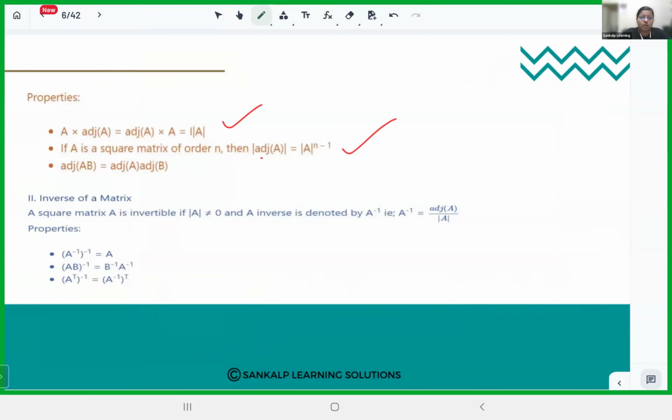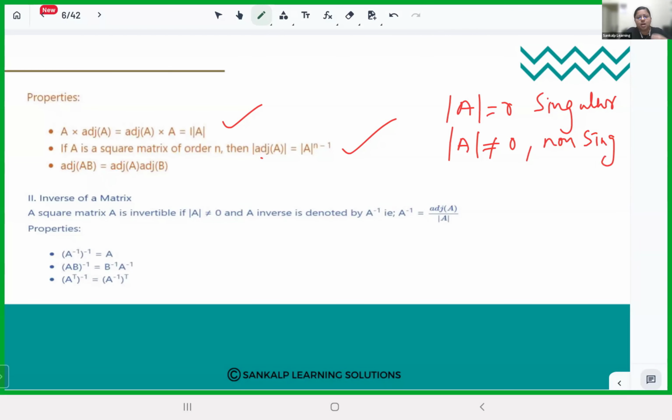Now, what do you mean by the inverse of a matrix? How do you find out the inverse of a matrix? If you are given a square matrix A and you have to find out the inverse of that matrix, the condition is that the determinant of A should be not equal to 0. There is a concept called singular matrix and non-singular matrix, right? If determinant A is equal to 0, then that matrix is a singular matrix. This is a very important concept. If determinant A of a given matrix is not equal to 0, then such a matrix is known as a non-singular matrix.